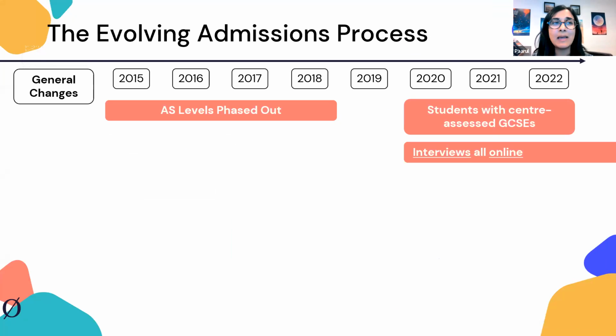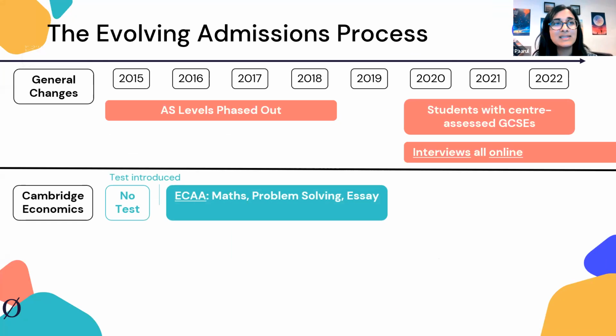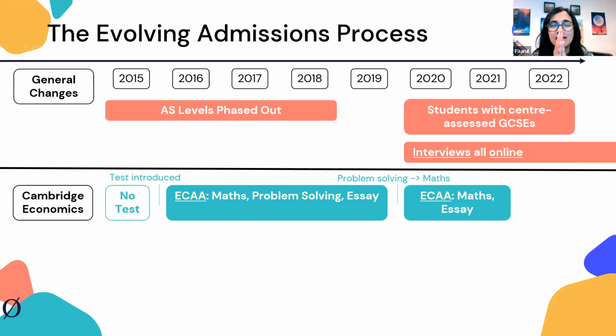So what does that mean in terms of admissions tests? Well, initially, back in 2015, there didn't used to be a test at all. And then in 2016, this test, the ECAA, was introduced. And initially, the format of the ECAA was a section on maths, a section on problem solving, and we're going to see some problem solving as it is in the TSA later, and also the essay section as well. And then what happened is the ECAA problem solving was removed and replaced with harder maths. So basically it became maths and advanced maths and then an essay, okay?